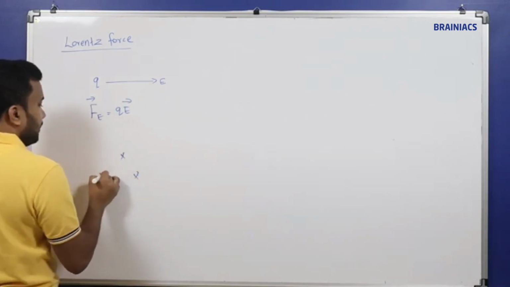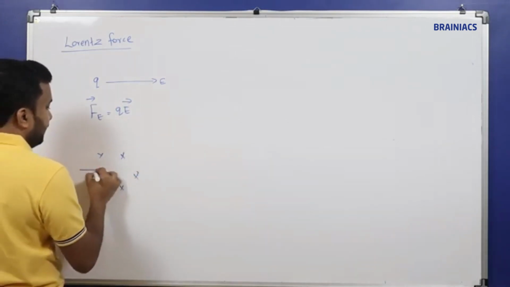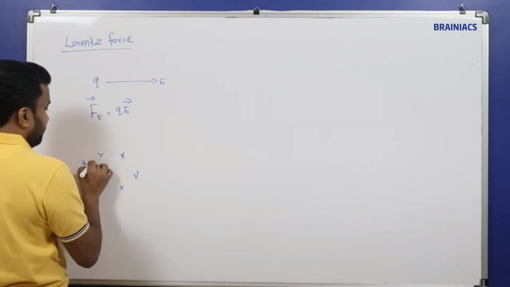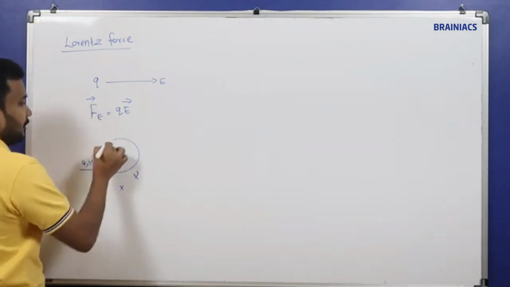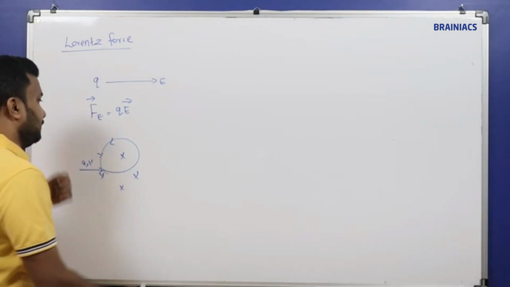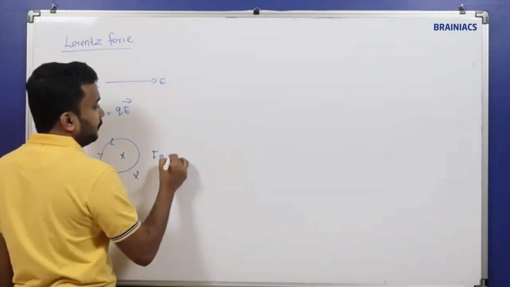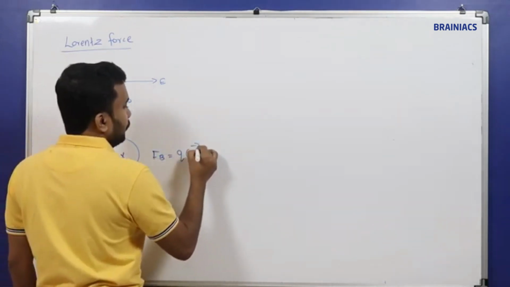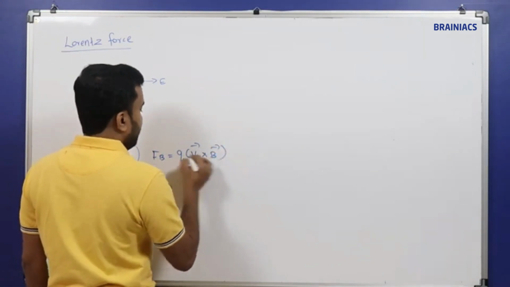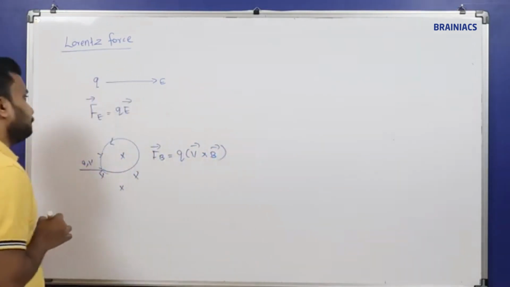Whenever a positive charged particle is entering a magnetic field with a velocity, it will undergo what type of motion? Circular motion, and it experiences a magnetic force. Fb will be equal to Q into V cross B, which is QVB sin theta.